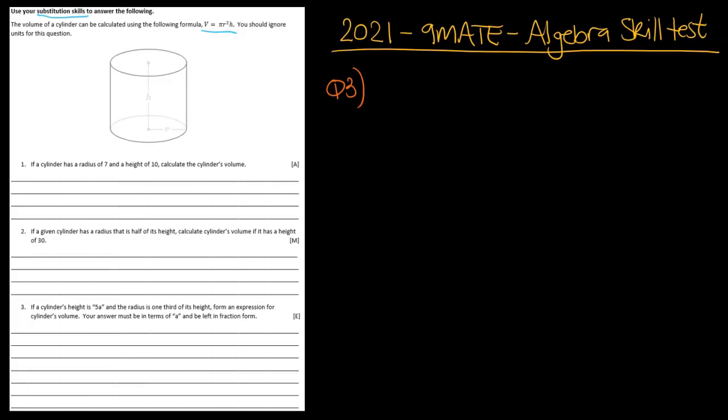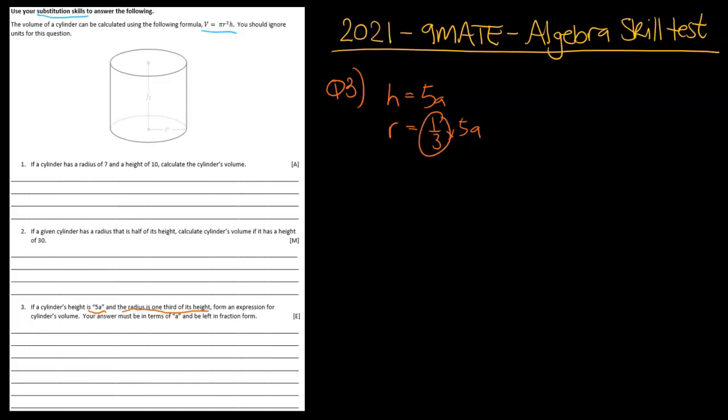Let's get into it. If a cylinder's height is 5a, so h is equal to 5a. Just a reminder, we don't know the exact value this time, but we do know how to deal with algebra. 5a is just an algebraic expression. We know how to add, subtract, powers, whatever. So that's all good. And the radius is 1/3 of the height. So the radius will be 1/3 times 5a.